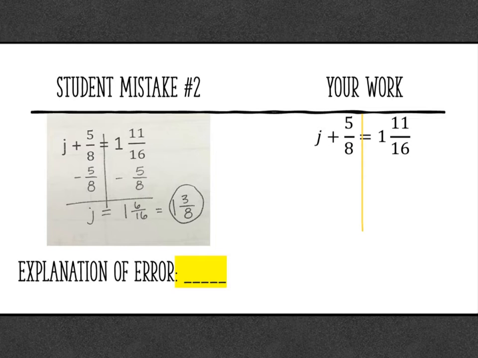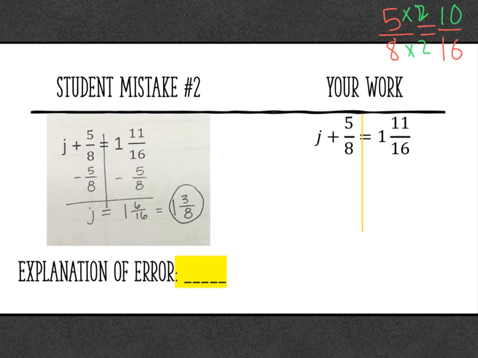So remember, we're looking at the 8 and 16. If I were to list my multiples out, my common denominator, my least common multiple here, would be the number 16. So I need to change 5/8 into something over 16. When I look at that, I can see that from 8 to 16, I multiply by 2. Whatever I do on the bottom, I have to do on the top. So 5 times 2 is 10.